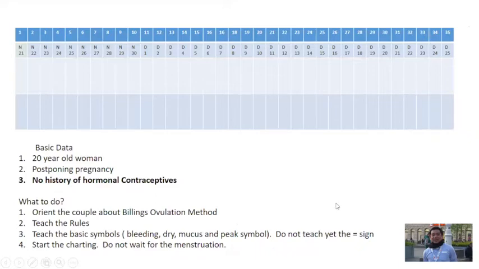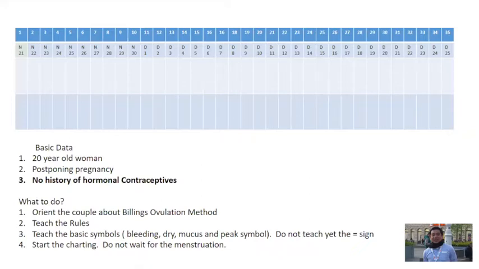The data would be a 20-year-old woman, and the couple would be postponing pregnancy, with no history of hormonal contraceptives. Give the chart 1 to 35. What to do? Orient the couple about the Billings ovulation method, the 4 phases. Teach the rules. Teach the basic symbols that I informed you. Do not teach the yellow or the equal sign. Take note, do not teach the yellow or the equal sign. Only the one which is required.